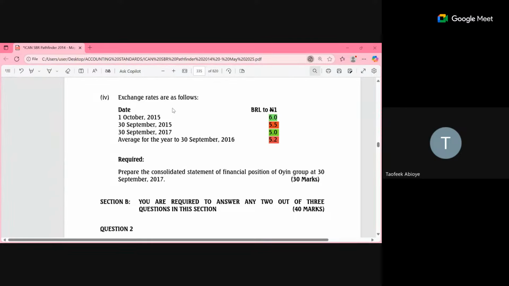Looking at this now, when we want to translate, are we going to divide or multiply? It is very, very key. Immediately you don't understand this, there is a problem in foreign subsidiary. There is a problem in IAS 21.